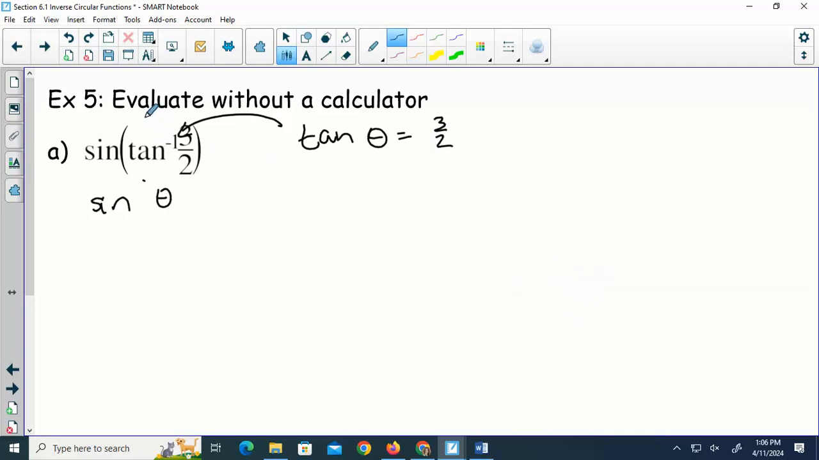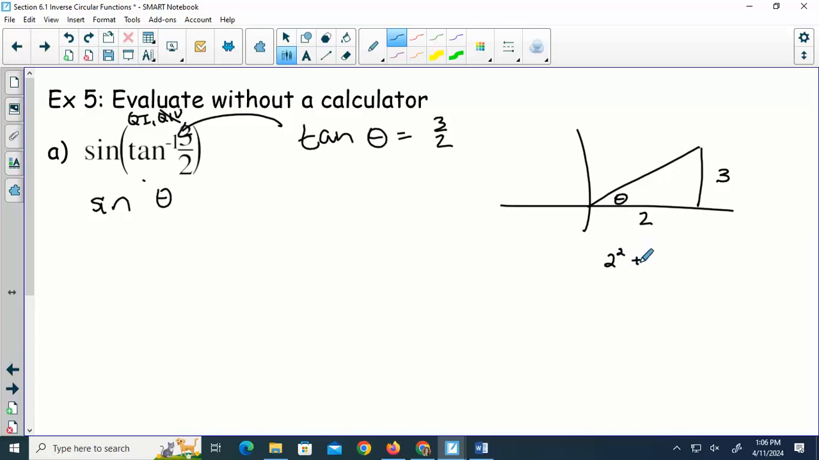Tangent inverse could be in which quadrants? 1, 4. Which one are we in? 1, because it's positive. Alright, so if you think about in quadrant 1, tangent, SOHCAHTOA, opposite over adjacent, is 3/2. So we can find our missing side. 2 squared plus 3 squared equals c squared. So our missing side is the square root of 13.